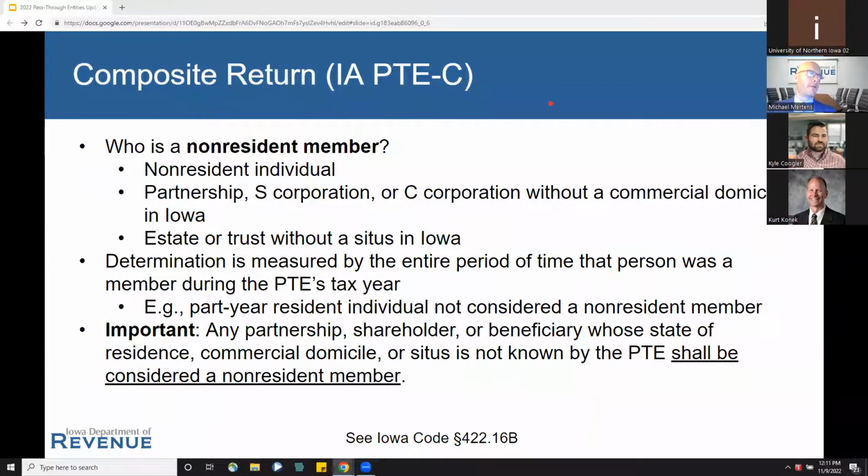Another important thing to remember in this non-resident member determination is that any partner, shareholder, or beneficiary whose state of residence, commercial domicile, or situs is not known by the pass-through entity shall be considered a non-resident member. So it's very important to keep those lines of communication open with your non-resident members, or members who you suspect may be a non-resident member, to be able to determine whether they need to be included on that composite return.